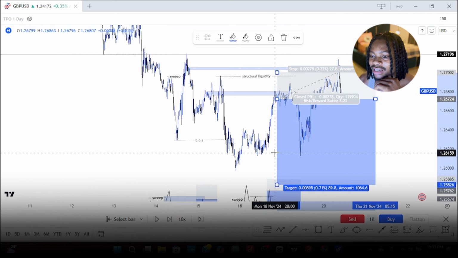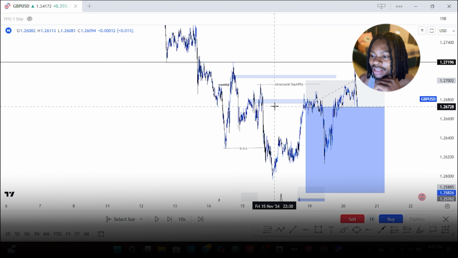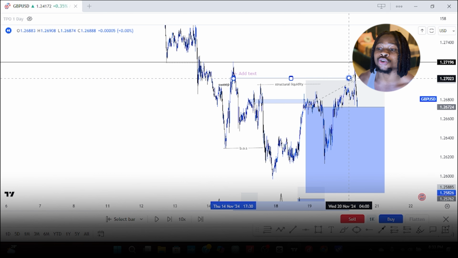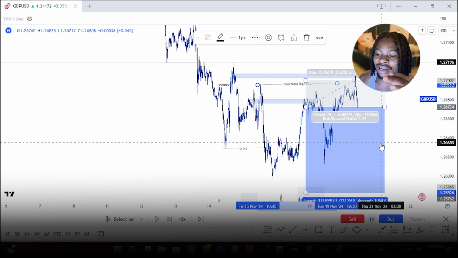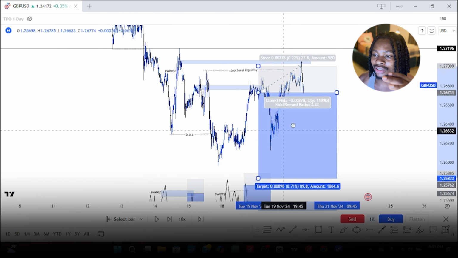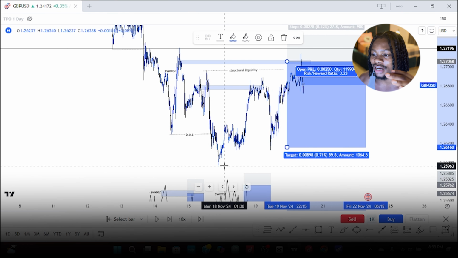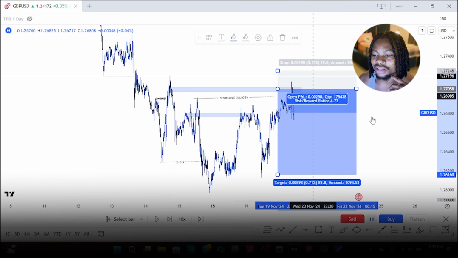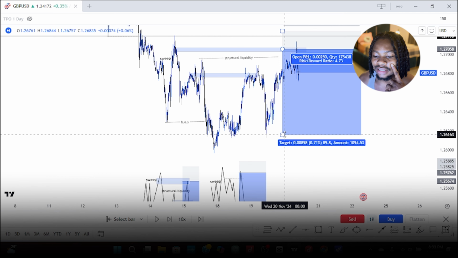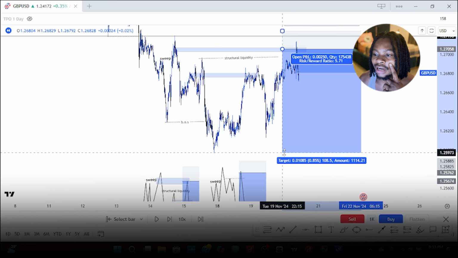You see how price pulled back to this high, taking out the structural liquidity. So if I was to be in this chart, this would have been my entry and not this one right here. So I'll have my stop above this high and then have my target at this low. Very safe, 1 to 5 this time around. So let's see what eventually happened.